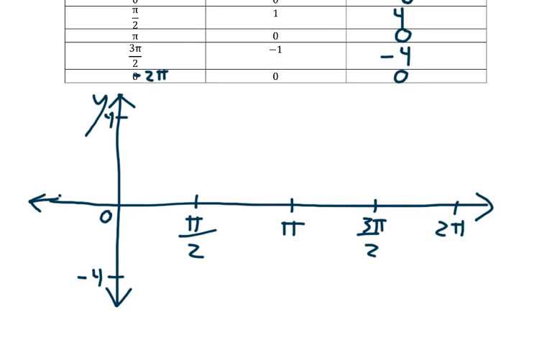Okay, so let's graph it. So at pi over 2, we get 4. 0, we get 0. Pi, we still get 0. 3 pi over 2, we get negative 4. 2 pi, we get 0. So let me see if I can graph this. Connecting the dots, so to say. Okay. Like so. Good. Okay, so this is what 4 times sine of x looks like.